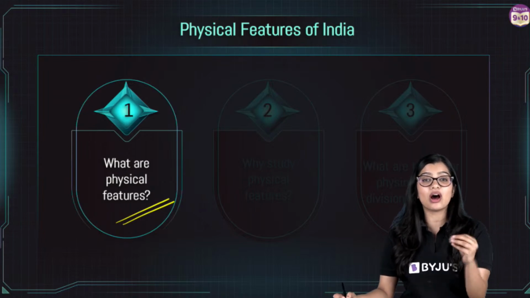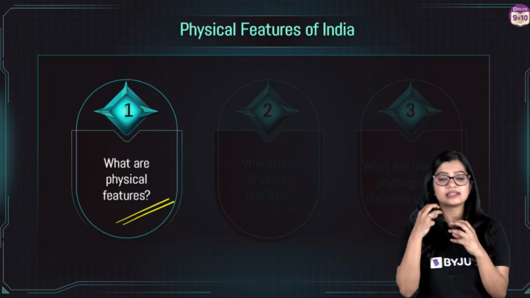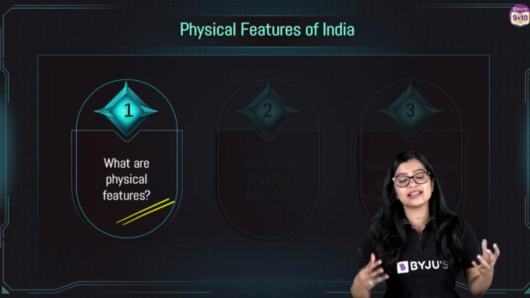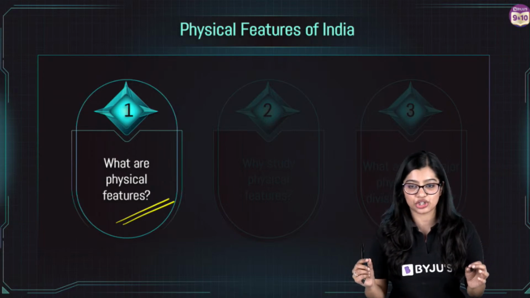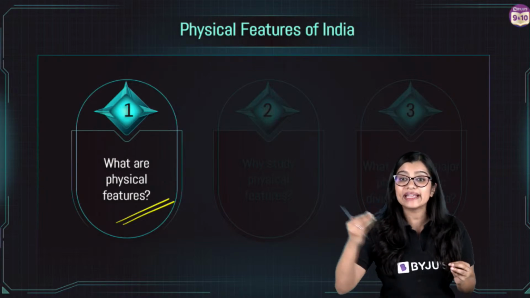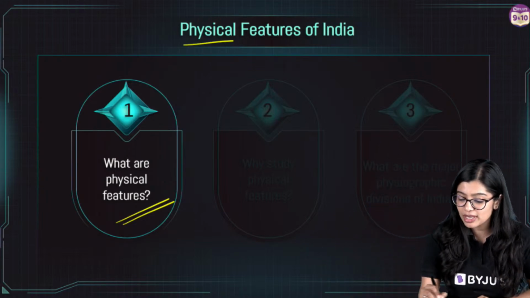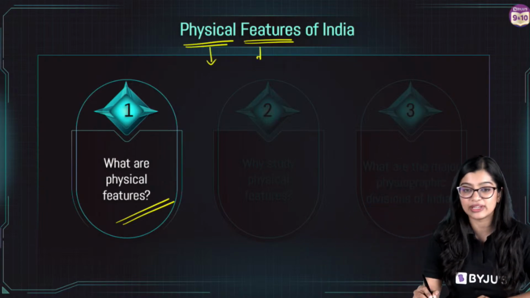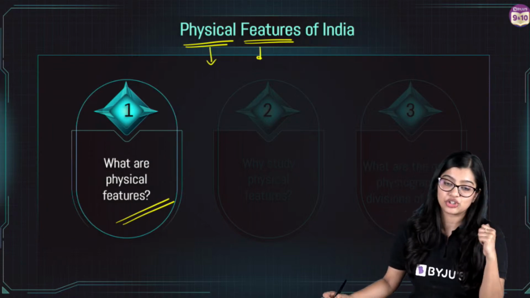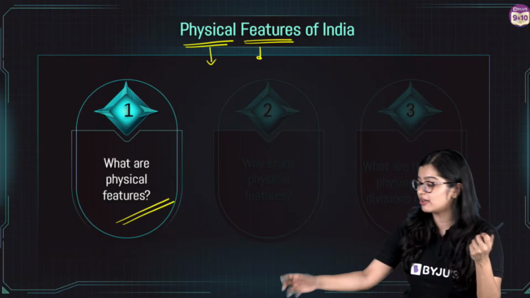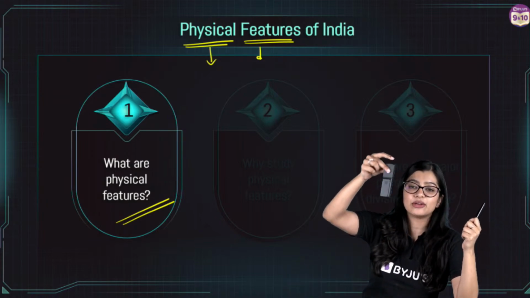Now, when I say the word physical feature, let's start thinking logically rather than just mugging up definitions and thinking that geography is all about rote learning. Let's understand it quite literally, right? So what do we mean by the term physical feature? Yes, so if I ask you, what is a physical feature? Or if I ask you, what is the physical feature of this remote? What will you tell me?